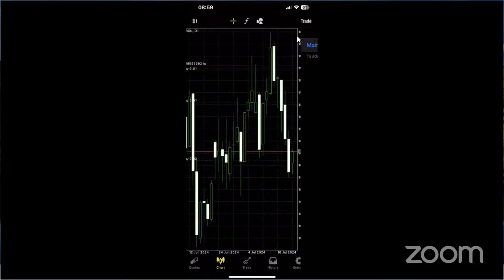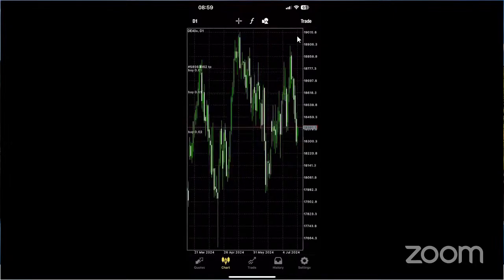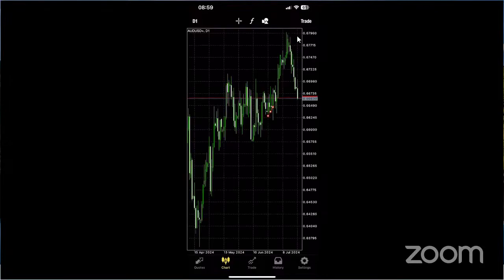Let me go back to my chart. You can see that my chart does not have any indicator now. So let's say that I want to add stochastic now. Or maybe I can just pick something else. Let's say I want to pick AUD/USD, right? Chart AUD/USD. On AUD/USD, I do not have anything on my screen except for that line.